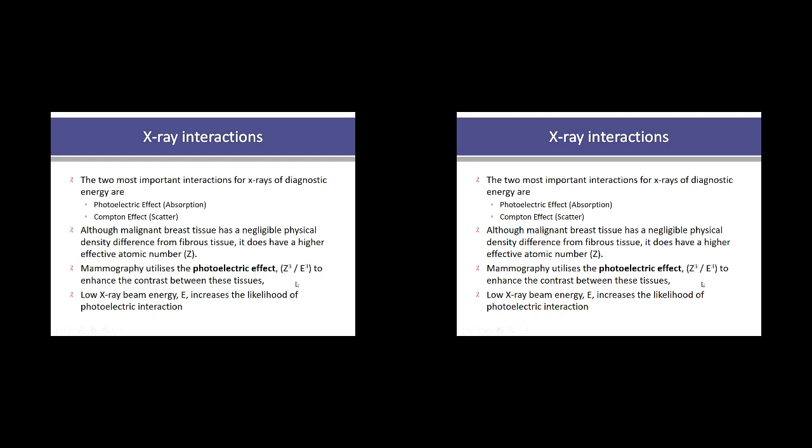Z cubed dependence then. So that's just another reason why we work at low energies, because obviously photoelectric absorption is inversely proportional to energy cubed. So by working at low energies, we're maximizing the probability of photoelectric absorption so that we can maximize the difference in contrast based on this Z cubed dependence of the atomic number of malignant tissue versus fibroglandular tissue.